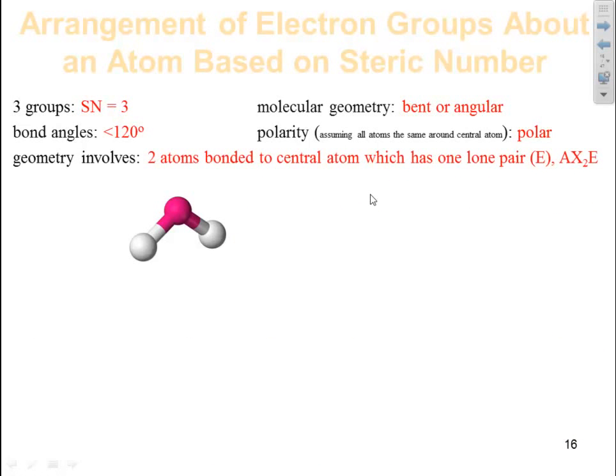Geometry involves two atoms bonded to the central atom which also has a lone pair. So this is an AX2E arrangement. Example, NO2 minus. In this case, you have your vectors pulling out, but the lone pair is a stronger pull going up. So therefore, this is going to end up being a net dipole.